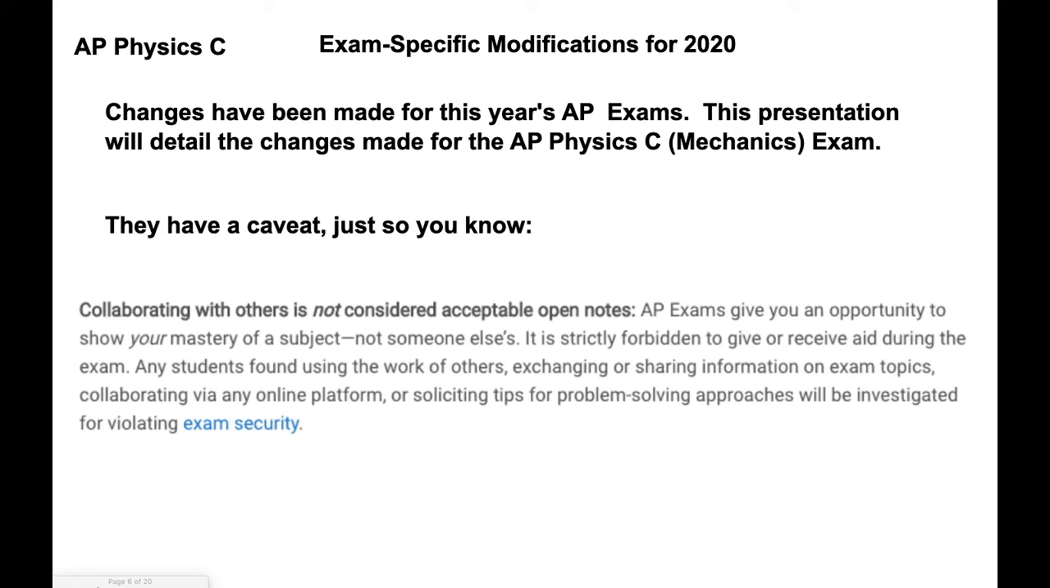They do have a caveat under open book and open notes. Collaborating with others is not considered acceptable open notes. AP exams give you an opportunity to show your mastery of a subject, not someone else's. It is strictly forbidden to give or receive aid during the exam. Any students found using the work of others, exchanging or sharing information on exam topics, collaborating via any online platform, or soliciting tips for problem-solving approaches will be investigated for violating exam security.